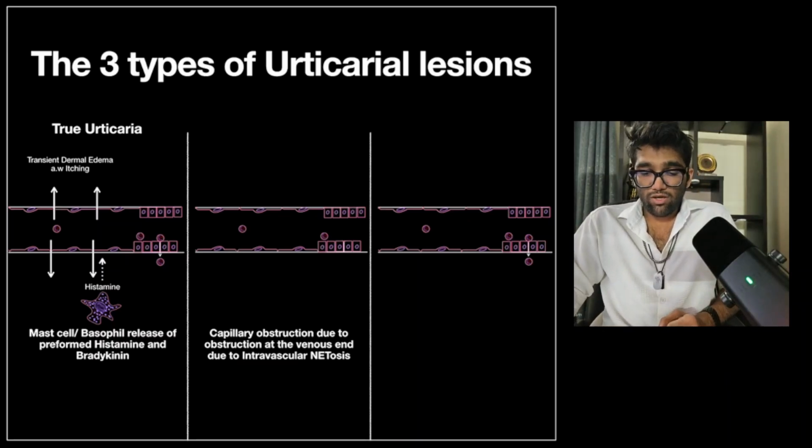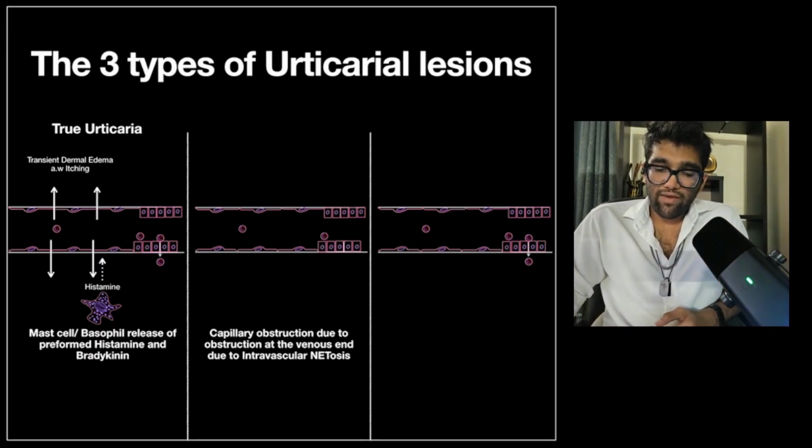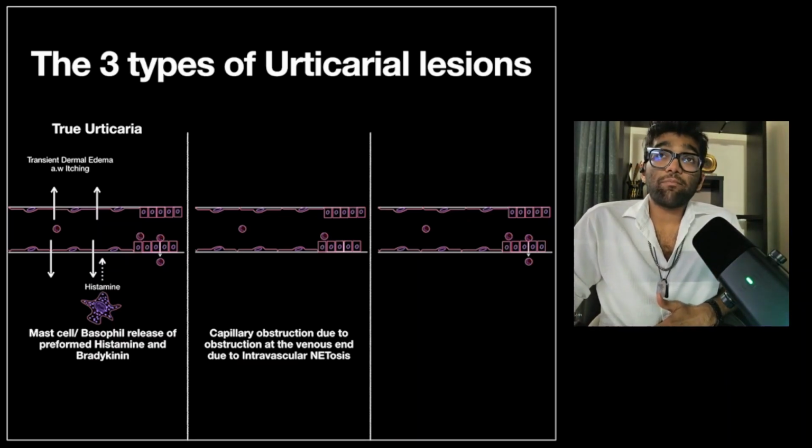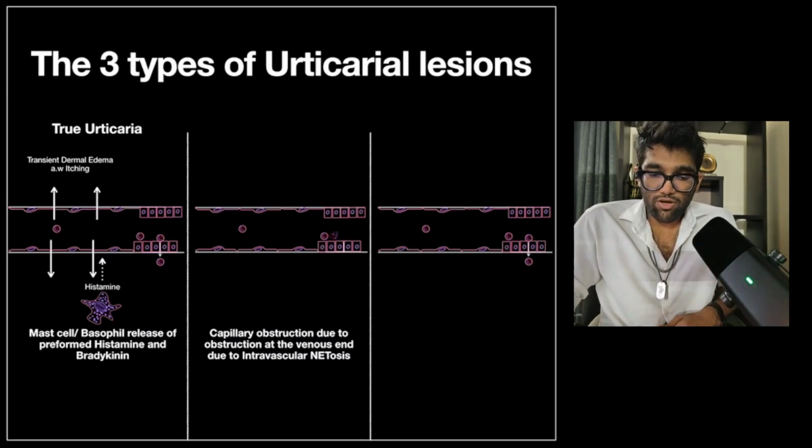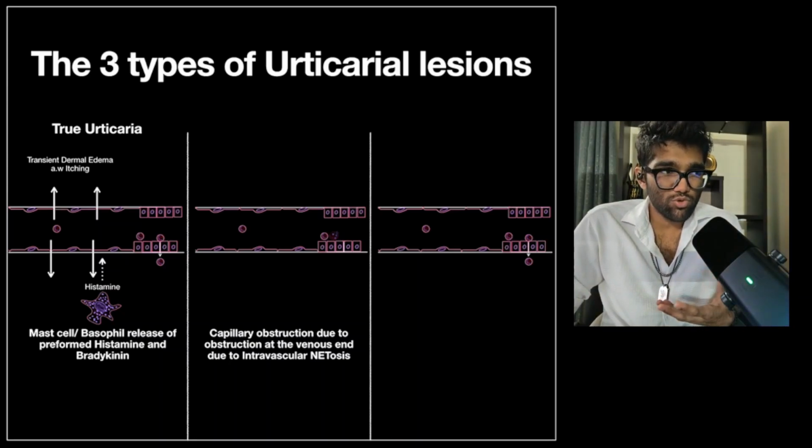Now, the second thing that might happen is you might have an obstruction of this dermal capillary at the venular end. Now, this happens because of intravascular thrombosis. This kind of thrombosis typically occurs because of intravascular netosis. Netosis is extrusion of nuclear material from mostly neutrophils, but to some extent also other macrophages and histiocytes.